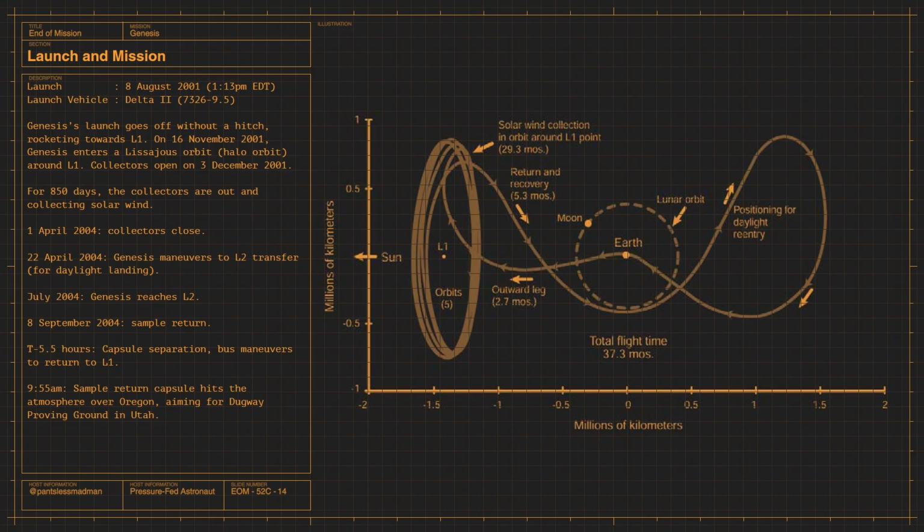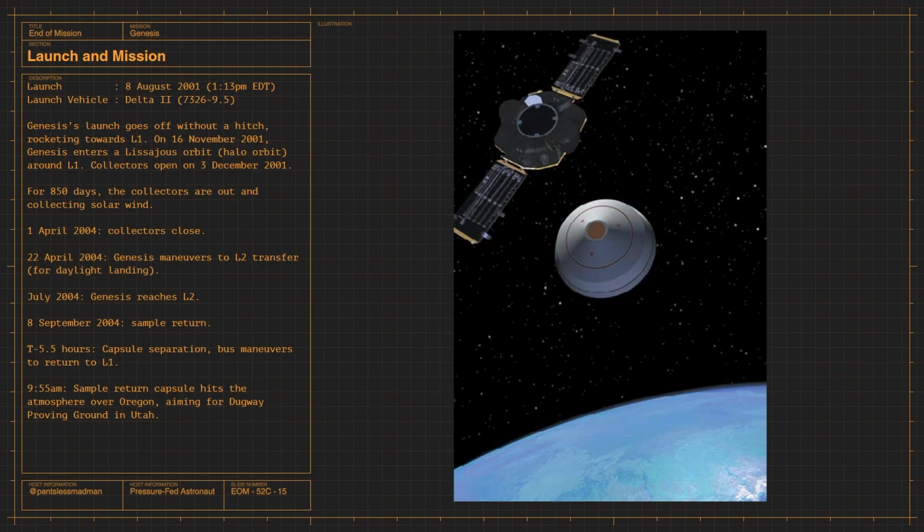There's a reason why. So it reaches L2 in July 2004. And then on September 8th, 2004, that's when it's going to hit the atmosphere and come back in. Okay. So 5.5 hours before atmospheric entry, the capsule separates from the bus of the spacecraft. And the bus itself will maneuver so it goes back up to L1. Because why not? So it's just going to stay up there.